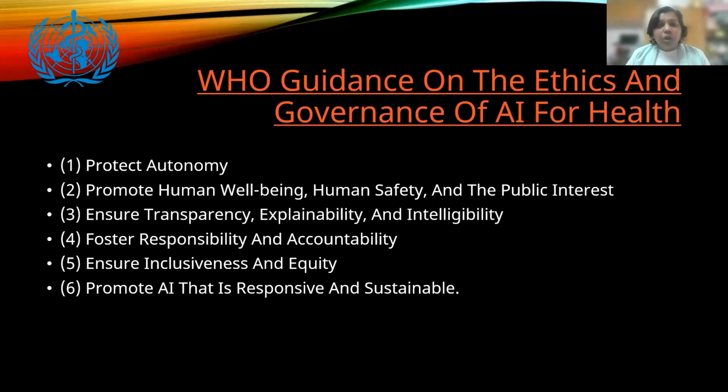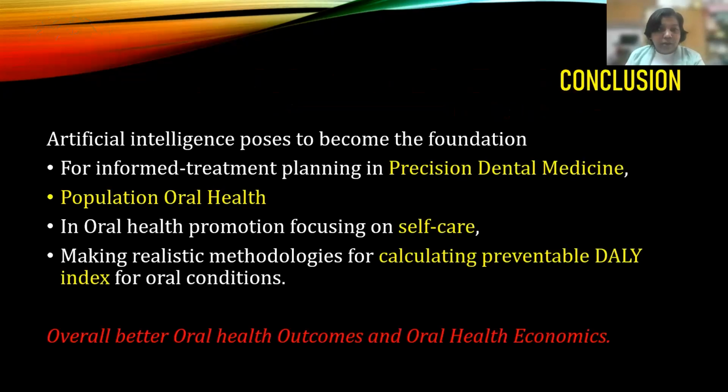And so we have to adapt ourselves to WHO guidance on ethics and governance of AI for health, about protecting autonomy, well-being, human safety, explainability, transparency, and accountability, and also making AI that is more sustainable.